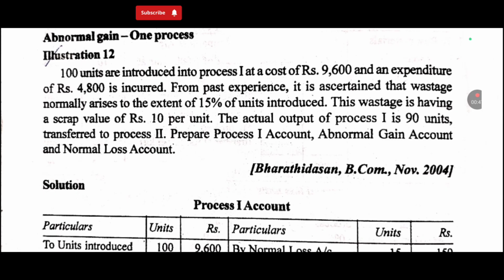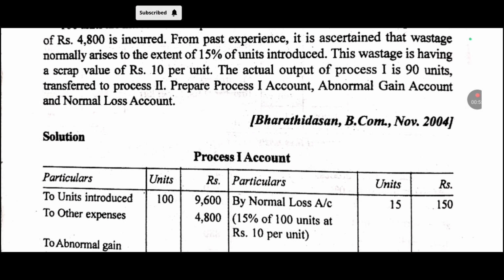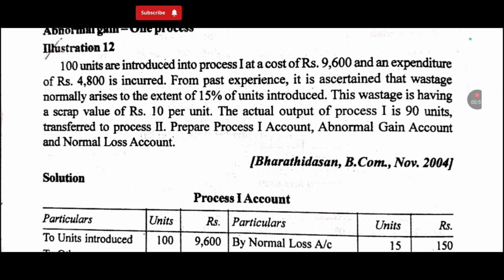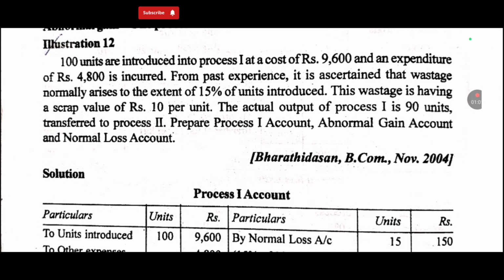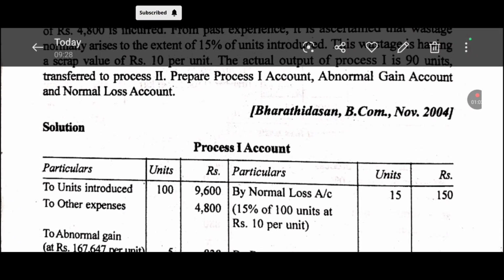So from the given data, we need to prepare 3 accounts: process 1 account, abnormal gain account and abnormal loss account. Let's prepare the first account, that is the process 1 account. Look at the question. 100 units are introduced into process 1. So how many units are introduced here?